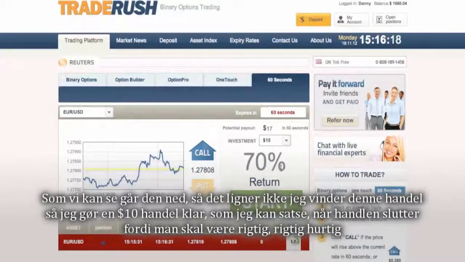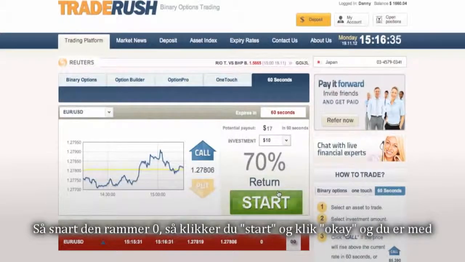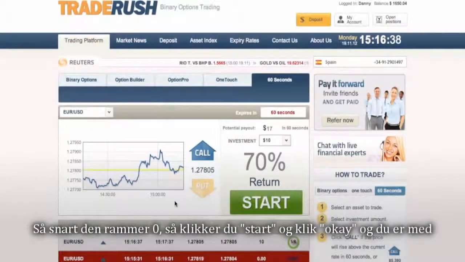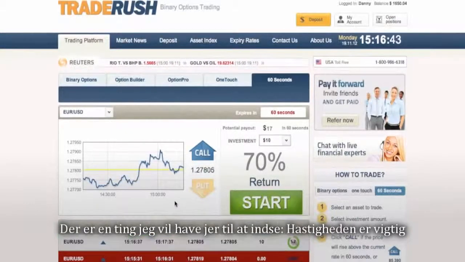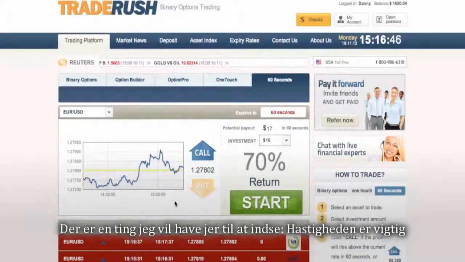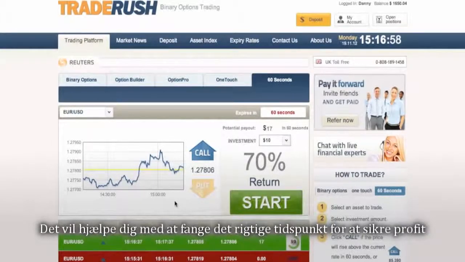So what I'm going to do next is I'm going to get the $10 trade ready to strike as soon as the trade finishes. Because remember, you have to be very, very quick. So as you see, this trade is now going to expire in 7, 6, 5, 4, 3, 2, 1. And as soon as it hits 0, you hit start, click OK, and you're straight in there. Now, one thing I want you to realize is that the single most important thing when trading with this strategy is that speed is the key. I can't stress enough how important it is to put on the next trade as soon as the timer hits 0 when you're in a losing trade. This will help you catch the fluctuation at the right point in order to profit.